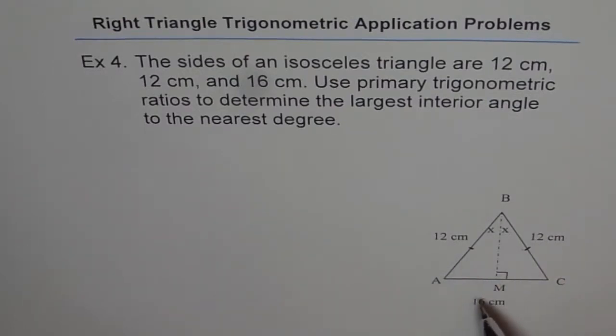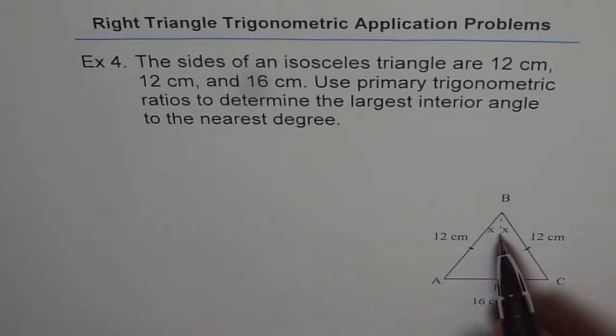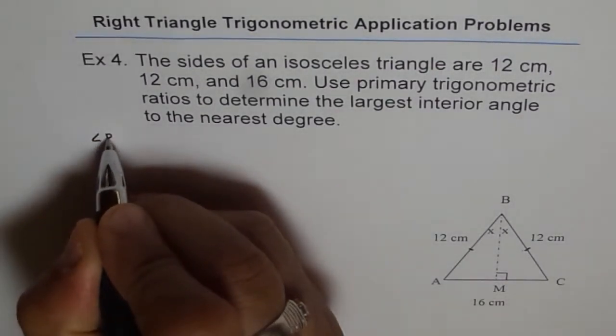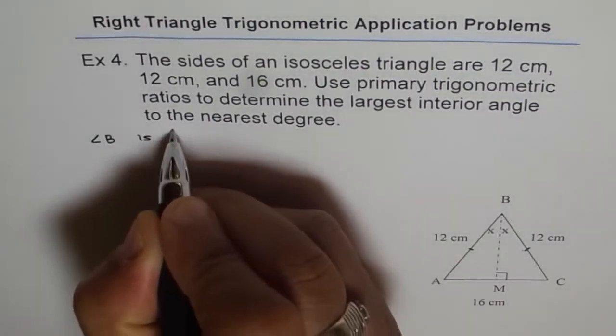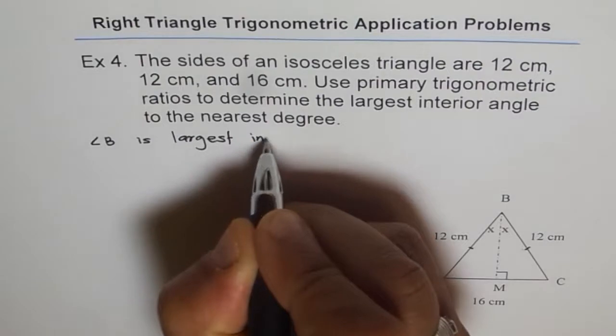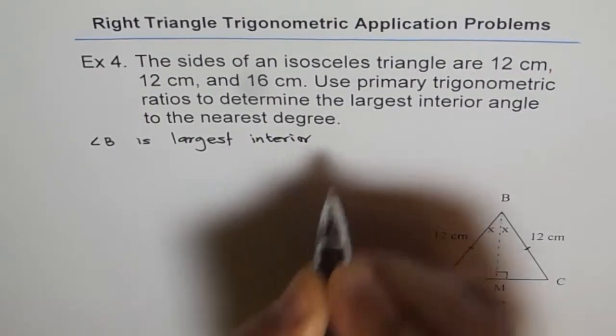Now the largest of these should be the angle which is opposite the largest side. So since AC for us is the largest side, angle B has to be the largest interior angle. Okay, so that's the first part. So we say angle B is the largest interior angle.